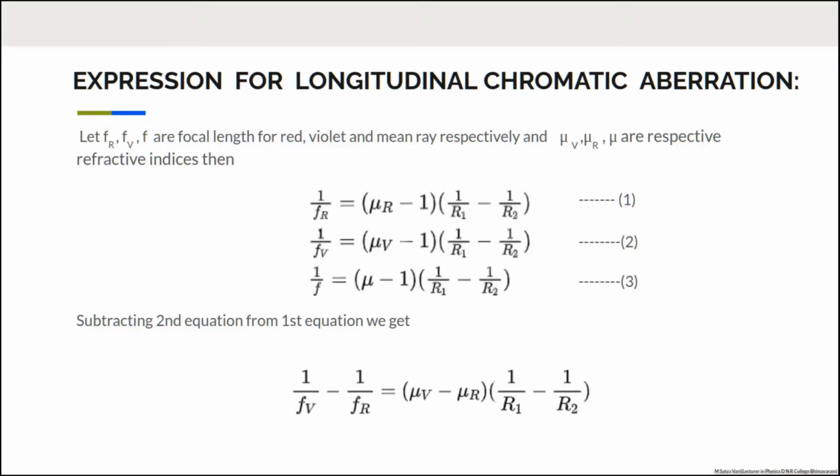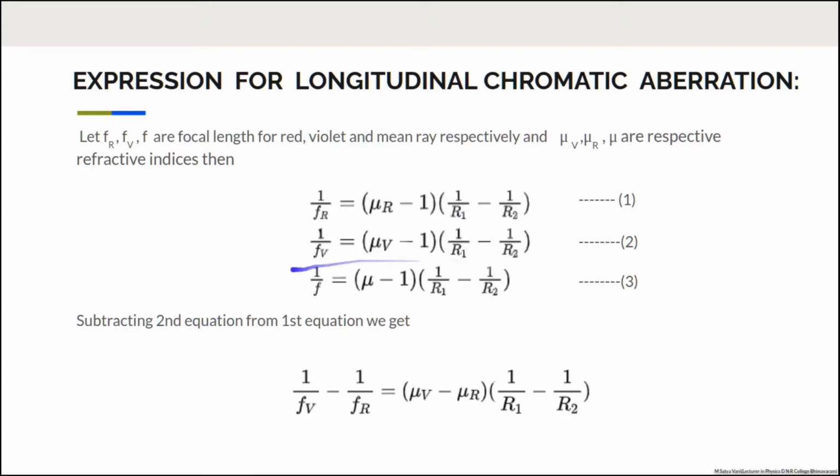We have to derive the expression for longitudinal chromatic aberration. Consider a lens of mean focal length f, and FR and FV are the focal lengths for violet and red. Mu V, mu R and mu are the respective refractive indices. Then according to Lensmaker's formula, for red rays, 1 by FR is equal to mu R minus 1 into 1 by R1 minus 1 by R2.